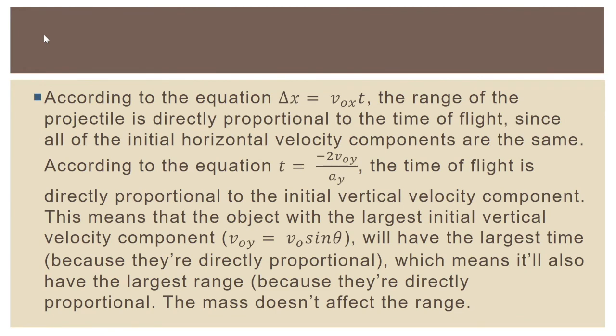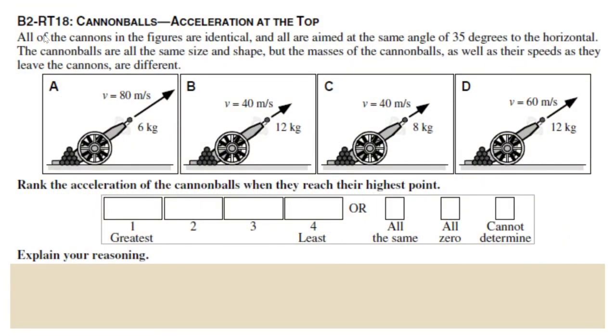Last question here, pretty basic one. It says, B2 RT18, Cannonballs, acceleration at the top. All of the cannons in the figures are identical, and all are aimed at the same angle of 35 degrees to the horizontal. The cannonballs are the same size and shape, but the masses of the cannonballs, as well as their speeds as they leave the cannons, are different. And the question says to rank the acceleration of the cannonballs when they reach their highest point. I'd like you to take literally 1 minute to pause this video, answer the question, and when you hit play, we'll go over it.